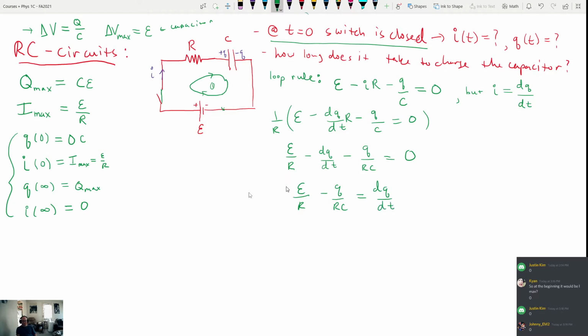Now what I'm going to do is multiply by c over c right here, so I can get a common denominator of rc. So I'm going to have (ce minus q) over rc is equal to dq dt.